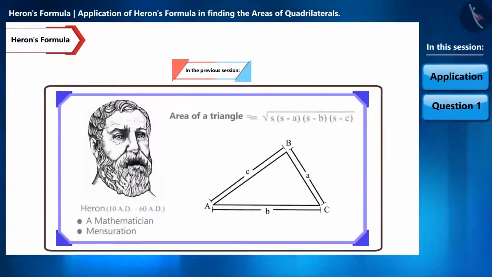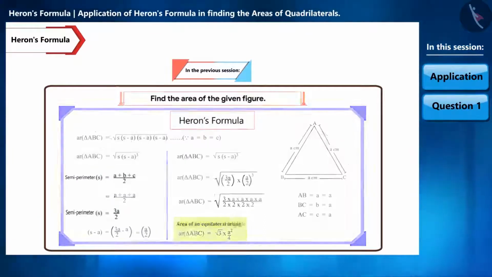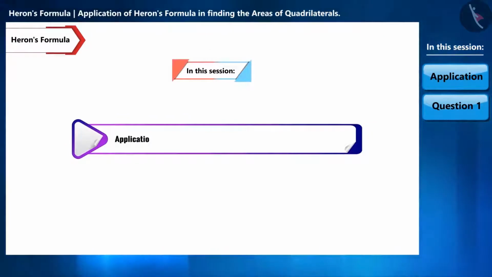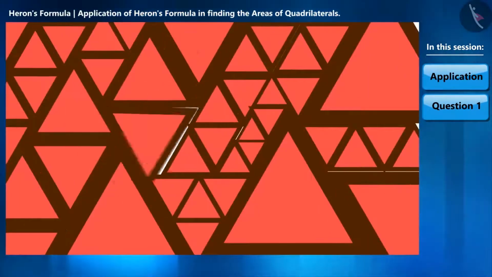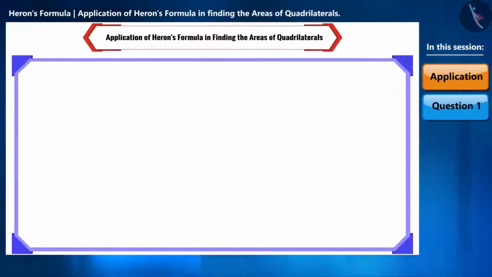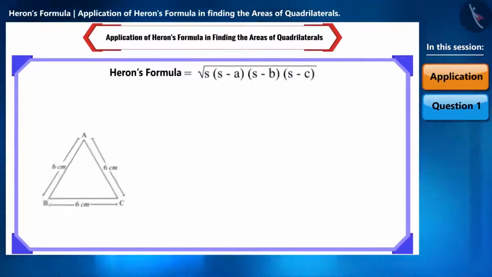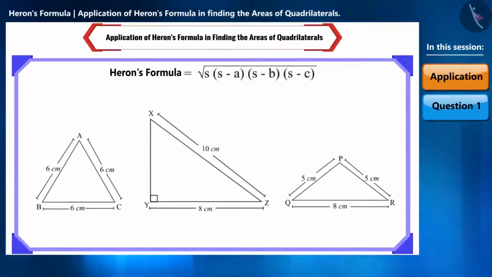In the previous video, we discussed Heron's formula and solved some questions. Today, we will discuss the application of Heron's formula in finding the areas of quadrilaterals. So let's start. Friends, using Heron's formula, we can find the area of any triangle when we know the length of all its three sides.